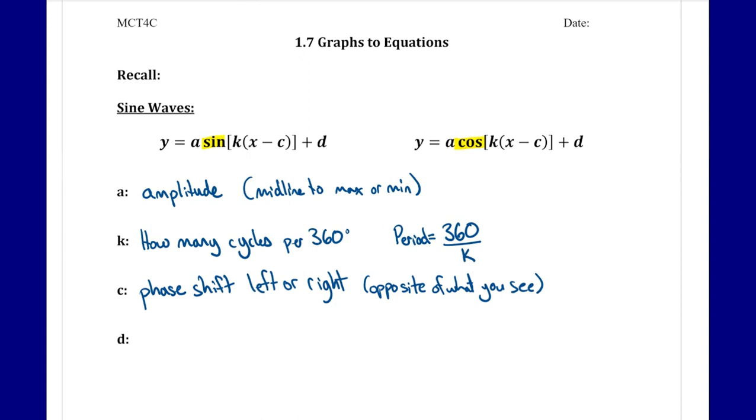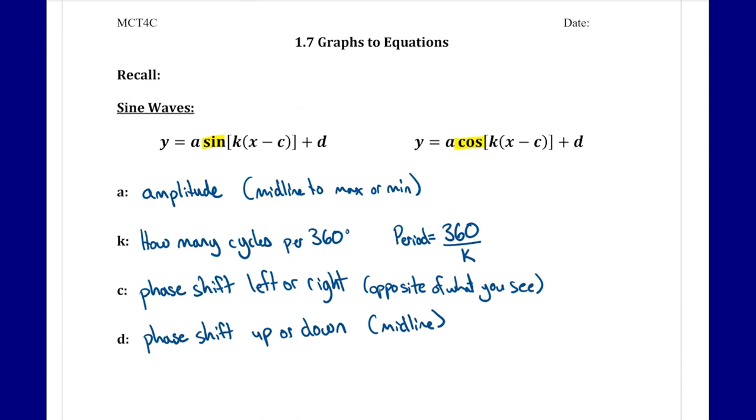And the last value, d, tells us whether our shift is up or down. In other words, it tells us what our midline is. And again, this we take exactly as we see it. If it's a minus value at the end, it means going down. Positive, going up. So the only ones that we use opposite of what we see are the c value and the k value, if we're trying to determine the changes to the actual values.